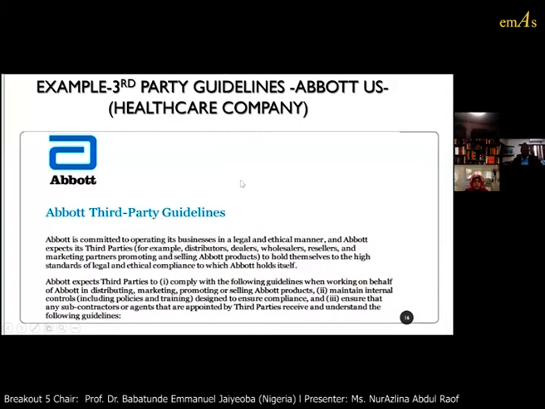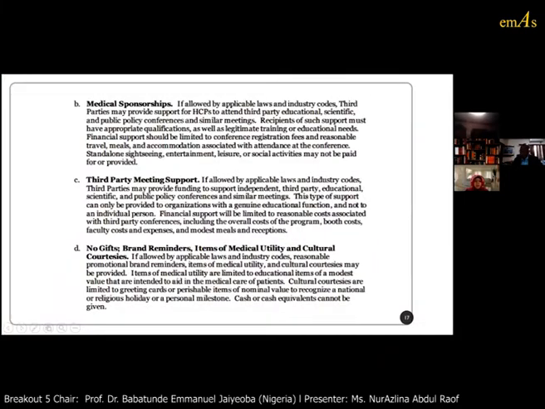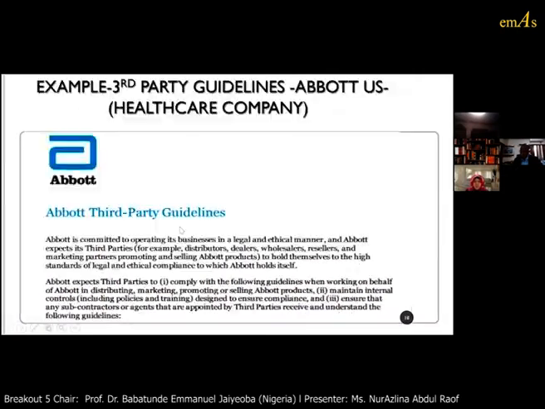All right, so this is one example of third-party guidelines here: Abbott US, a healthcare company. You can see their third-party guideline here. In short, Abbott expects third parties to comply with these guidelines when working on behalf of Abbott US. Among others, they have third-party meeting support. What are they going to do? There's a no gift policy.